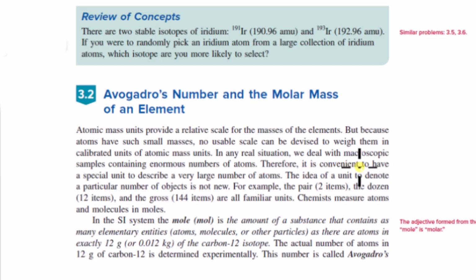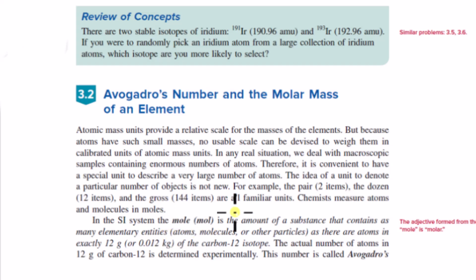Therefore, it is convenient to have a special unit to describe a very large number of atoms. The idea of a unit to denote a particular number of objects is not new. For example, the pair, 2 items, the dozen, 12 items, and the gross, 144 items, are all familiar units. Chemists measure atoms and molecules in moles. So to bridge this gap, we use this special unit called the mole.